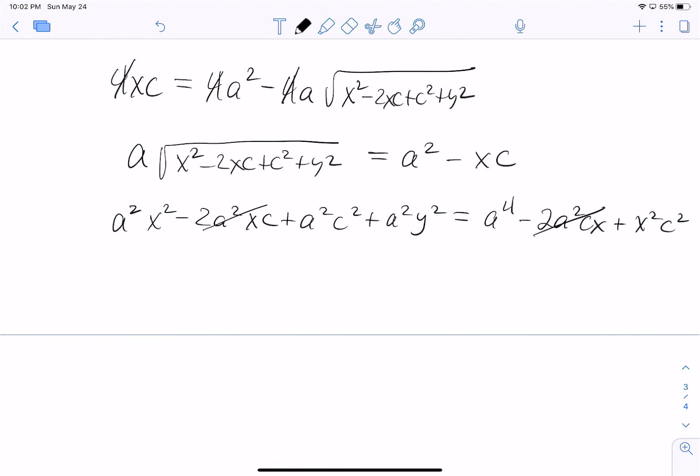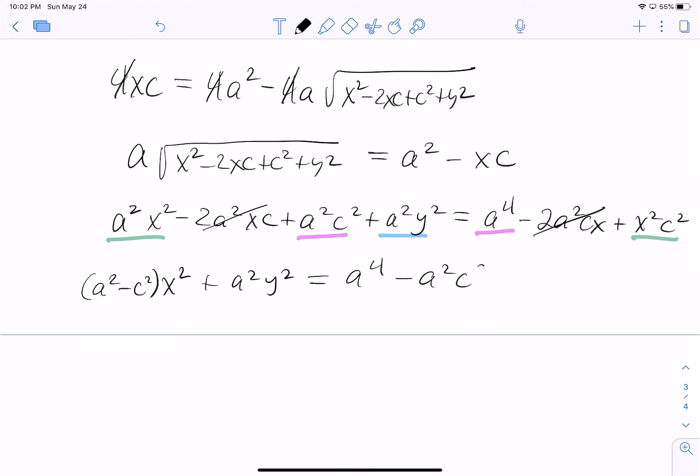At this point, what I'd like to do is gather together everything that has x squared. I'll put it on the side that has y squared, and then on the other side, I'll put everything that doesn't have an x or a y. Factoring out the x squared, then, we're going to have a squared minus c squared, plus a squared y squared, is equal to a to the fourth minus a squared c squared.